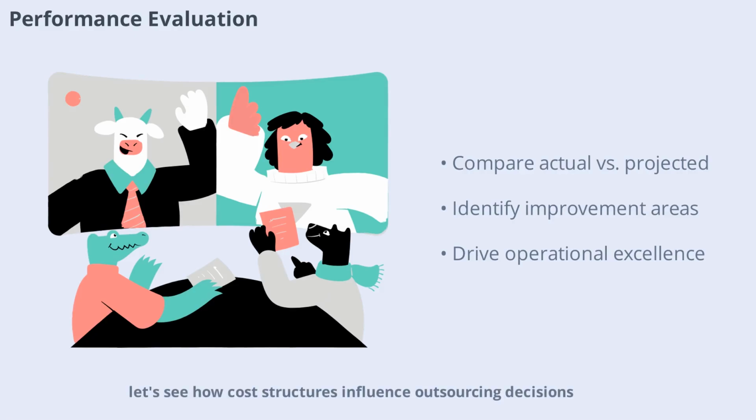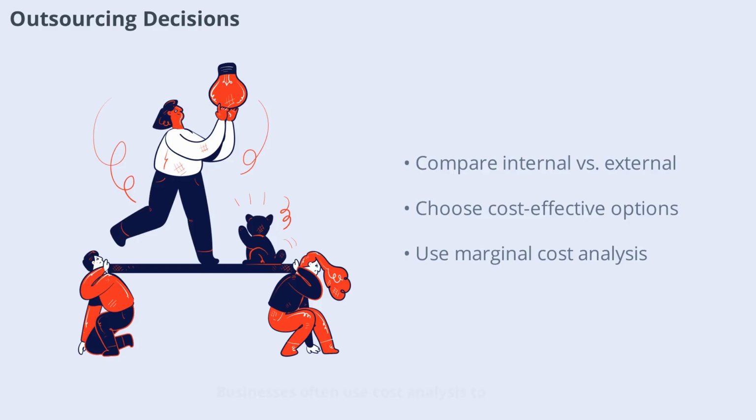Next, let's see how cost structures influence outsourcing decisions. Businesses often use cost analysis to decide whether to outsource certain functions. By comparing internal and external costs, companies can choose the most cost-effective option. Marginal cost analysis is especially helpful in these decisions.